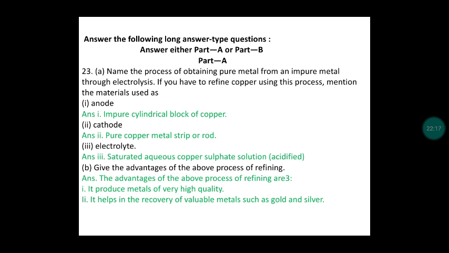Name the process of obtaining pure metal from an impure metal through electrolysis. If you have to refine copper using this process, mention the material used as anode. That will be an impure cylindrical block of copper. In cathode, it will be a pure copper metal strip or rod. And in electrolyte, it will be the saturated aqueous copper sulfate solution, which will be acidified.